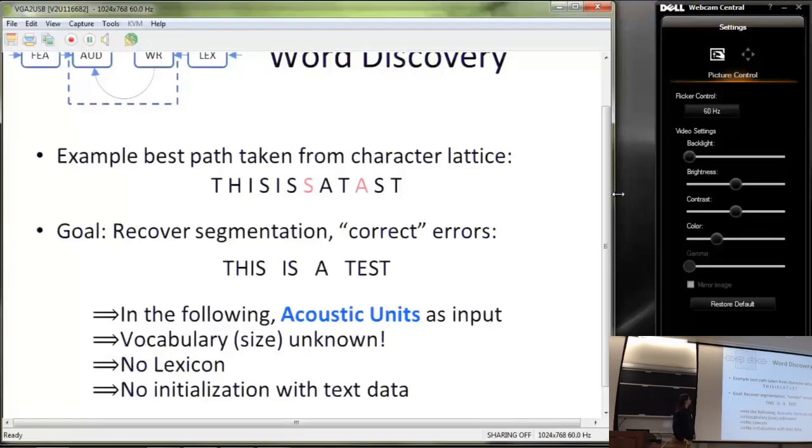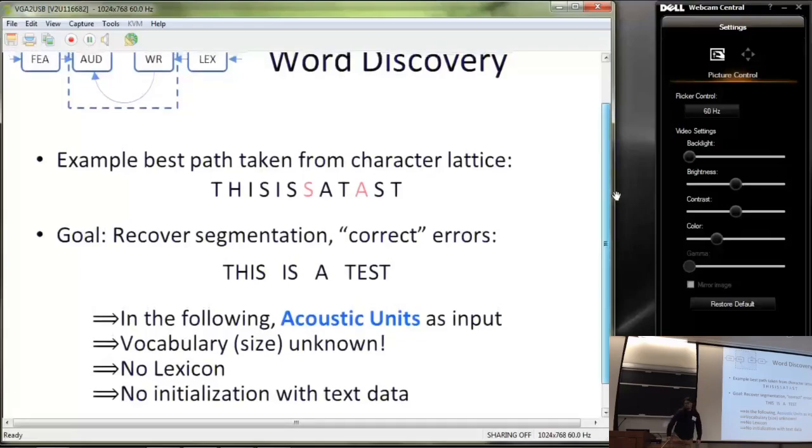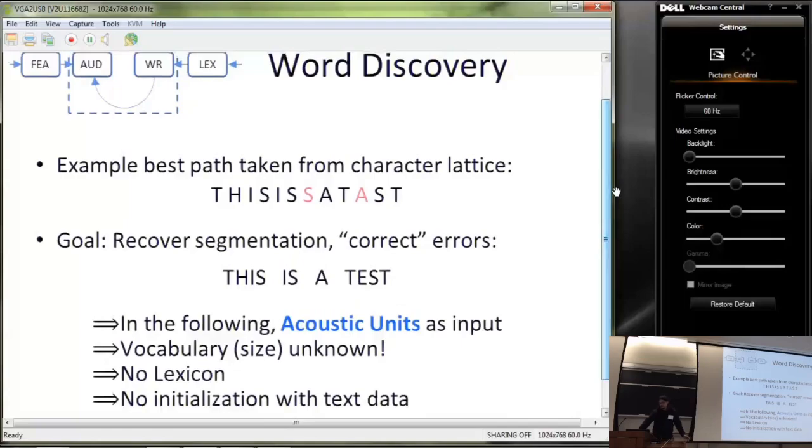In our case, it uses a lattice input. So imagine first we have a character lattice, and this is the best path taken from this lattice, and this is given. Our goal is to recover from the lattice the correct segmentation, with errors corrected. But in our setup, we use acoustic units instead of characters. I only use characters because they are easier to write down in this case.